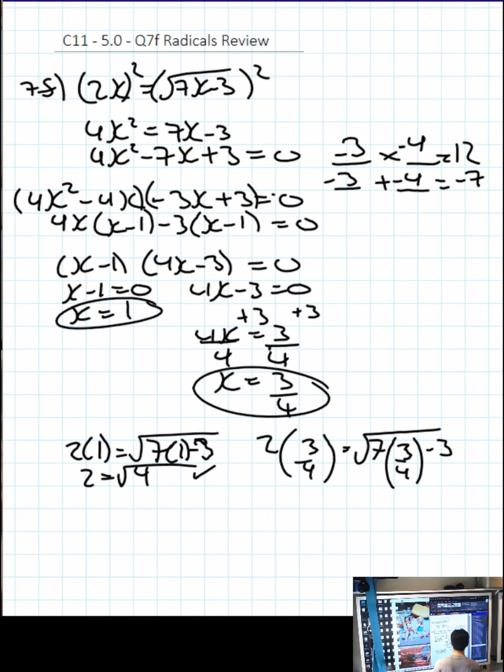Okay, beside it, 2 times 3 over 4 equals the root of 7 times 3 over 4 minus 3. On the left-hand side, we get 3 over 2 by cross-canceling. And on the right-hand side, we get the square root of 2.25. And the square root of 2.25 is 1.5. So 3 over 2 equals 1.5, check mark, and this time we keep both answers. Just because it was a quadratic doesn't mean that we just reject both answers. We check both answers and figure out which one is correct.